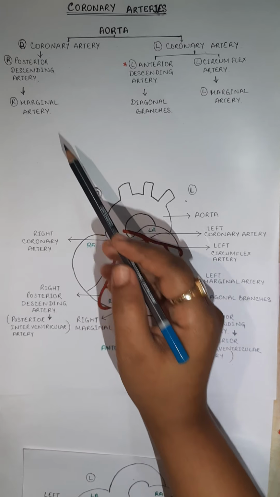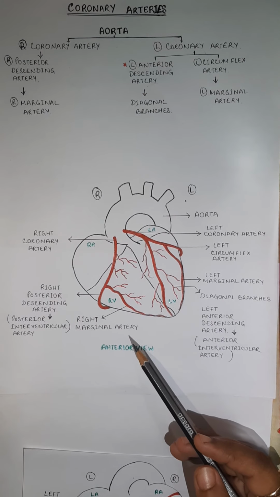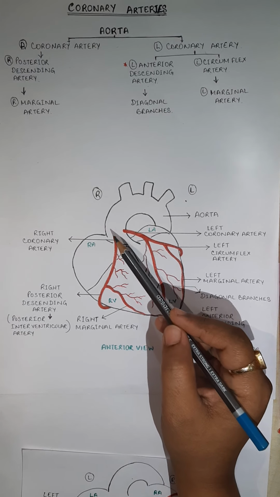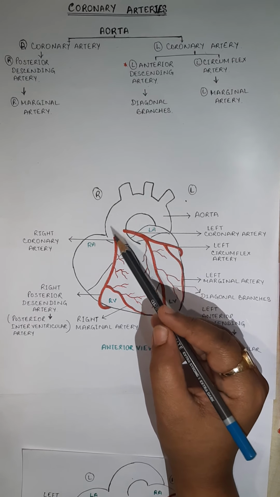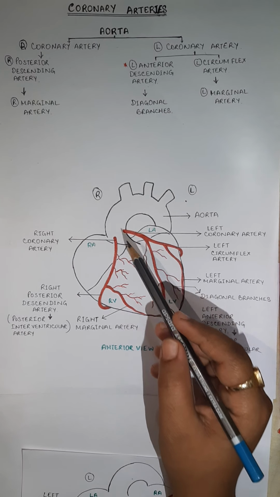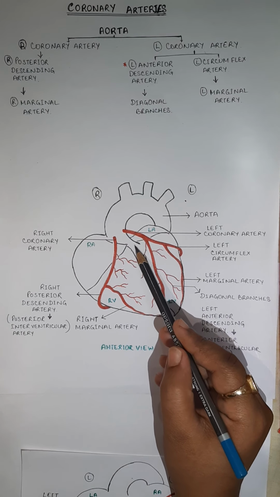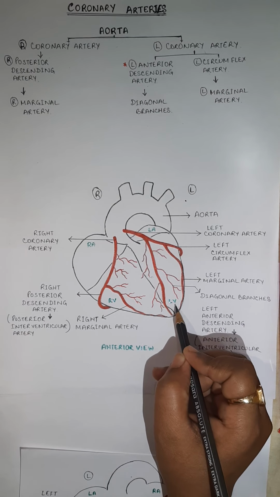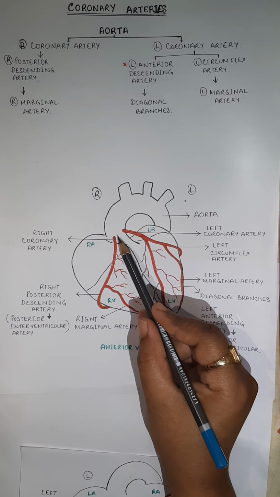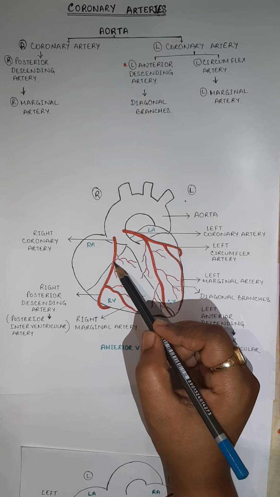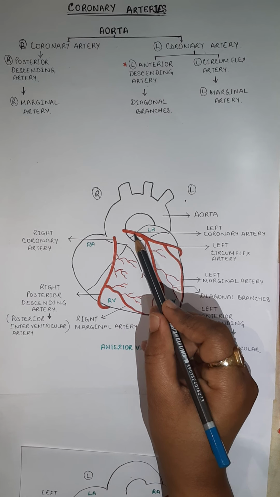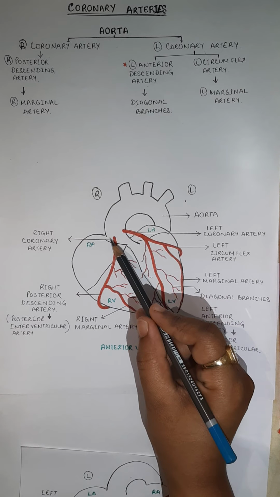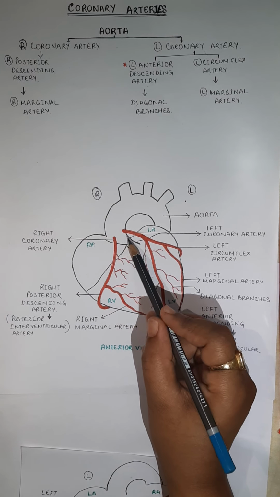Okay, so now coming to the diagram, we can see this is the aorta. This is the major artery which supplies the oxygenated blood to the body. From the base of the aorta, we can see the aorta arises from the left ventricle. I have written left ventricle. So at the base of the aorta, what happens? Two arteries originate: this is the left coronary artery and this is the right coronary artery. These two are the main coronary arteries which arise from the base of the aorta.